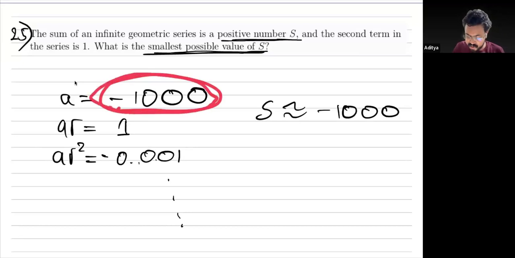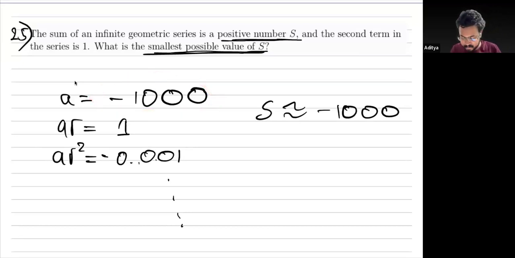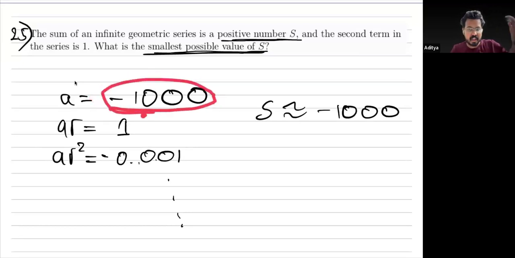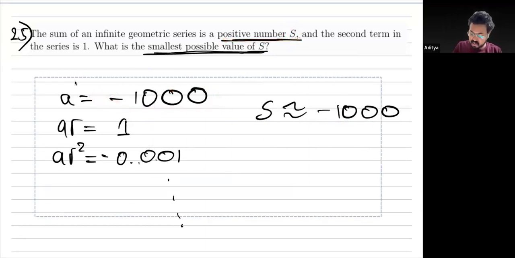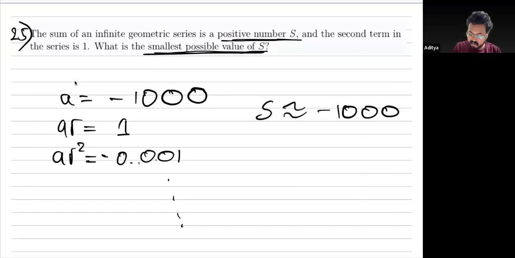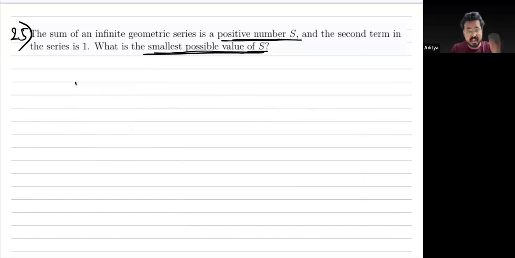That is, I am showing if A was very, very small, like negative, its absolute value very large but negative, then the sum of that infinite geometric progression, S, will be very, very small. But it is given that it's a positive number, so you cannot consider these cases where S becomes negative. It will have a smallest positive value. Again, I'm saying positive value.